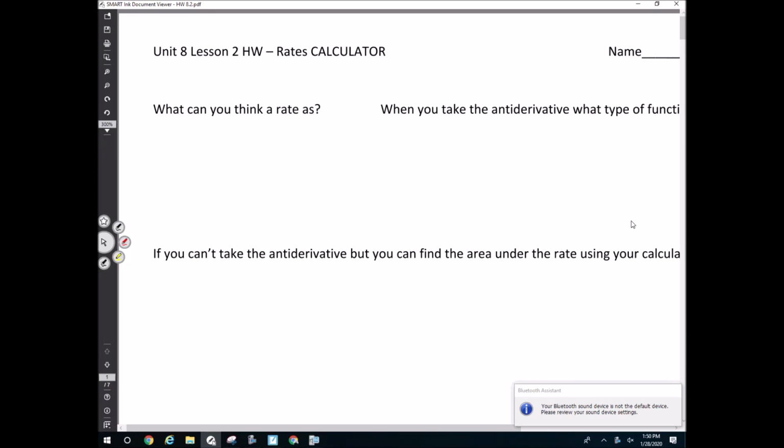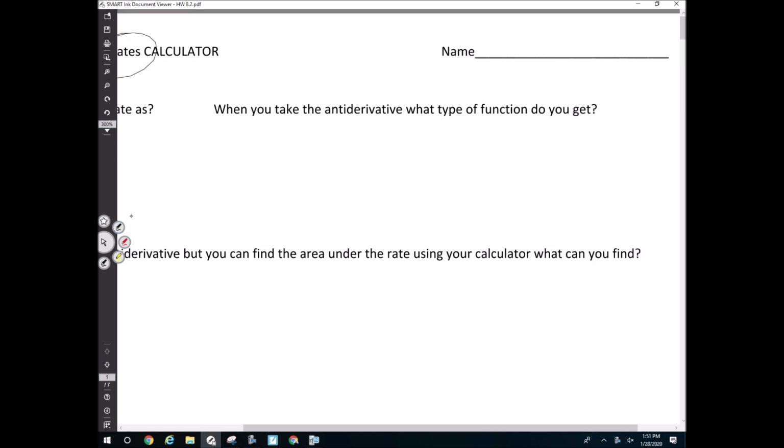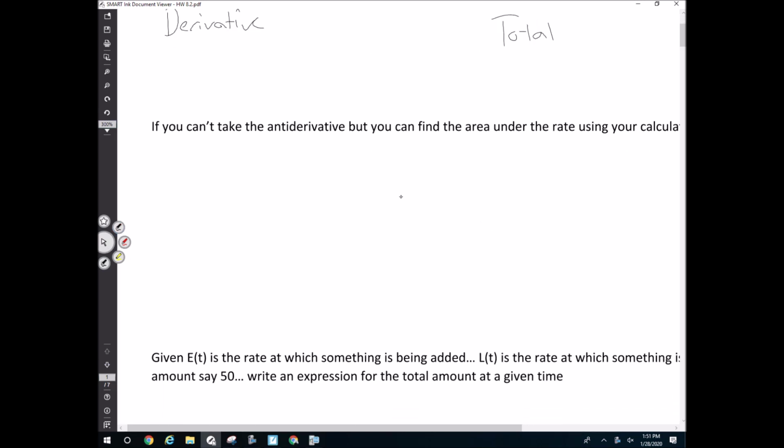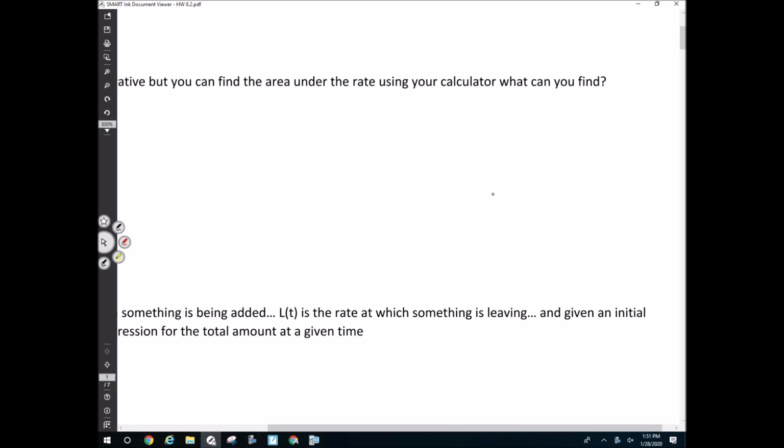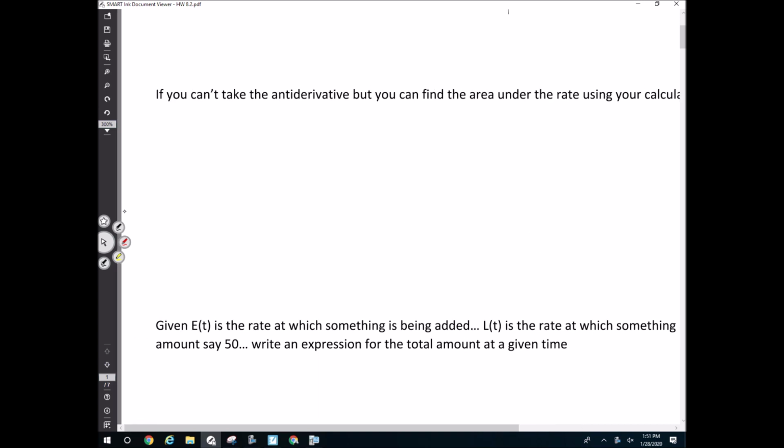All right, homework 2. Got to use a calculator. Talking about rates. We can think of a rate as a derivative. When you take an antiderivative of a rate, you'll get a total. You can't take the antiderivative, but you can find the area under the rate using our calculator.